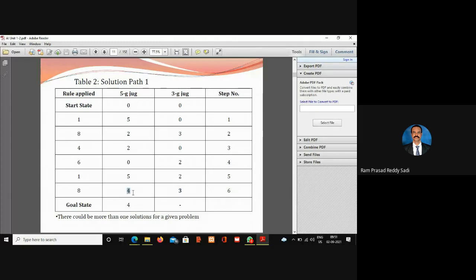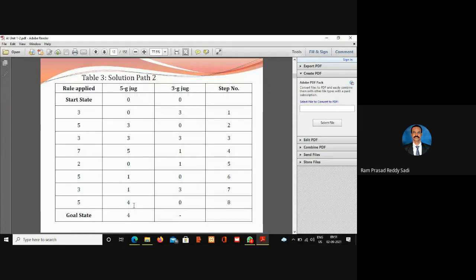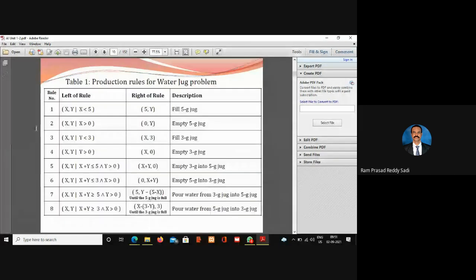See, this is one solution. What are the rules applied? 1, 8, 4, 6, 1. This is the sequence in which the rules have been applied. The same rule can be applied any number of times, and we have obtained the solution. And do not go with the wrong impression that this is the only solution available for us. See, there is another solution over here, starting with rule number 3. What does rule number 3 tell you? You have to fill the 3-gallon jug.